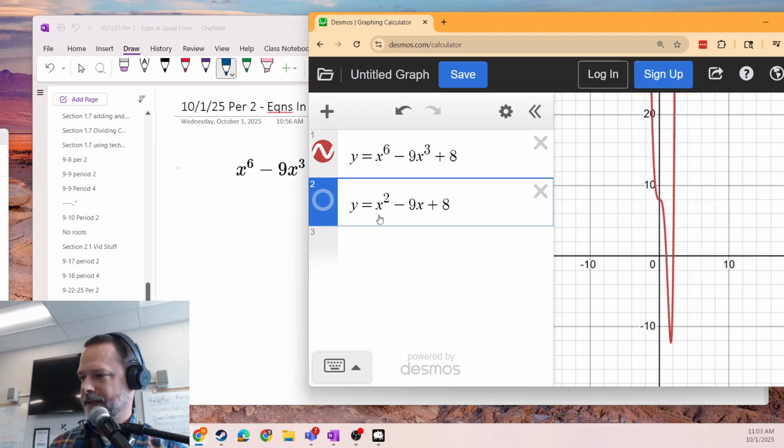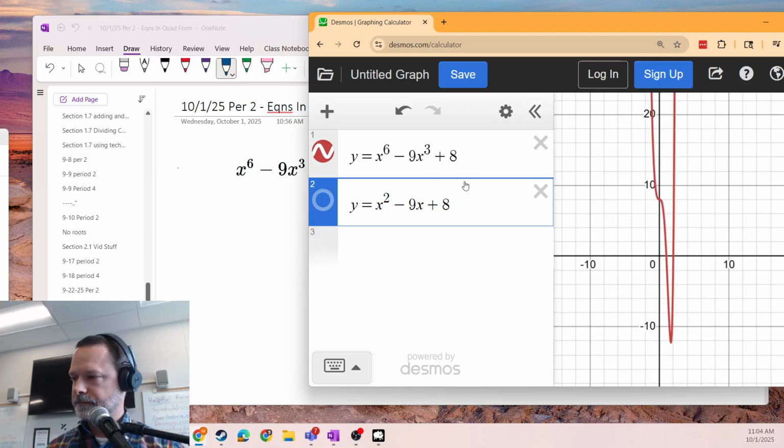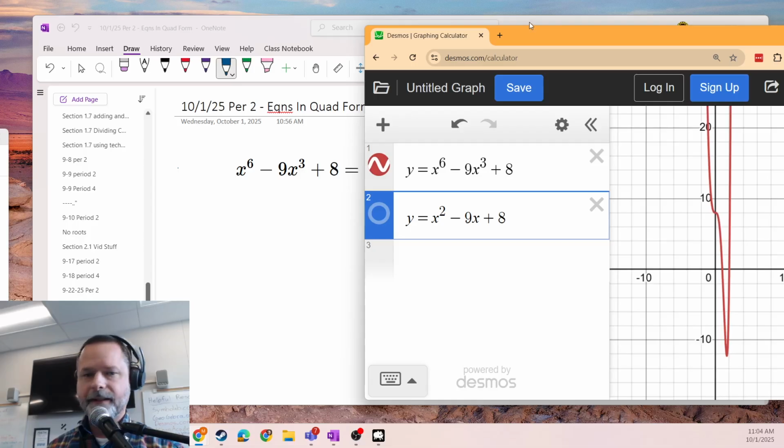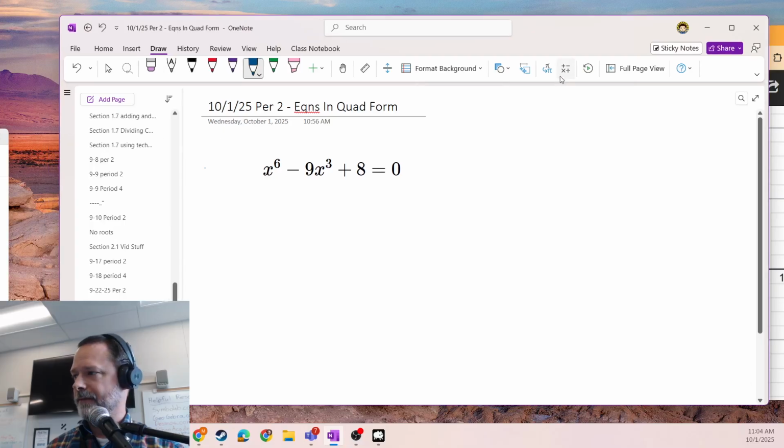And when we look at that, at least the form of it, the graph's different, but the form of it is very similar to x squared minus 9x plus 8. And we know how to solve this by graphing, by factoring. Maybe there's a way we could just jump straight into factoring with this, or find another trick. And both of those will actually work. So let's go ahead and jump into this, and I'll show you what we want to do every time.